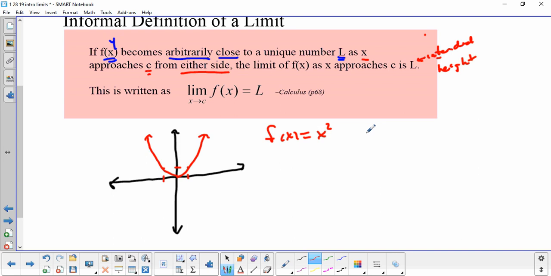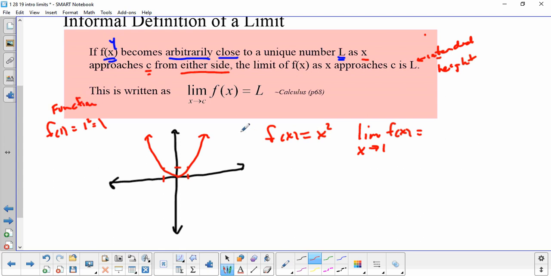Let's say we're going to find the limit. We're going to take the limit as x approaches 1 of f of x. Now, what we know is that f of 1 is 1. But a limit is not looking for what the value is, and that's what a function is. If I plugged in f of 1 into that function, it would be 1 squared, which equals 1. That gives us the value.